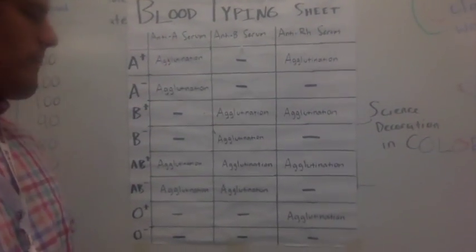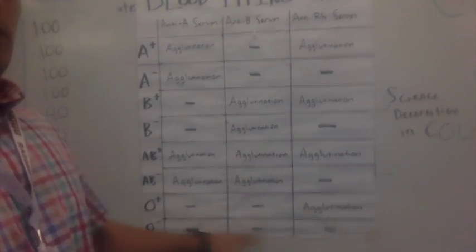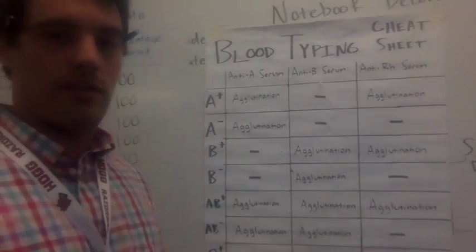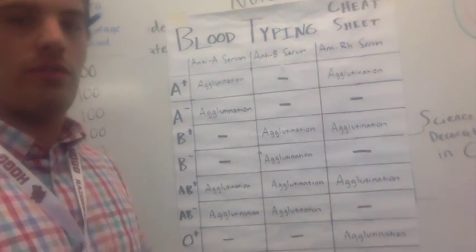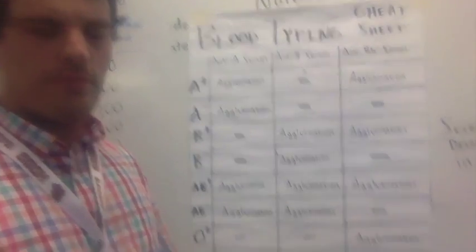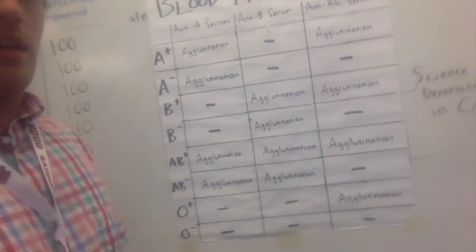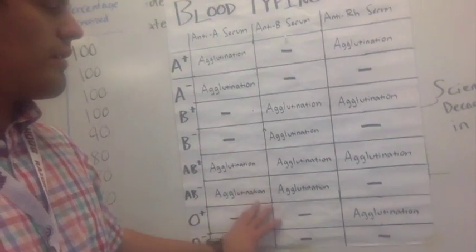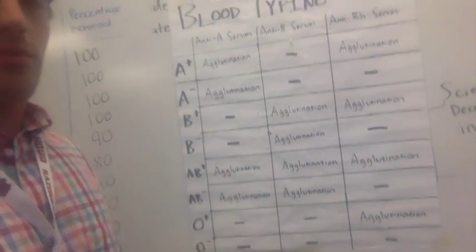If you look at the table, O negative is a negative test for all three types. You also have this in the packet that Ms. Shaver should have given you, or whoever your teacher is. And this is your cheat sheet for figuring out what blood type responds with what type of test.